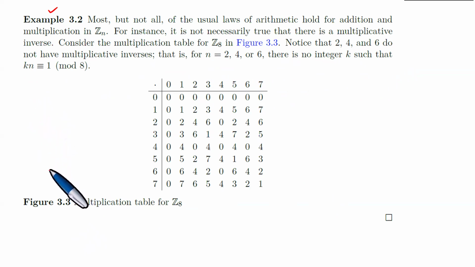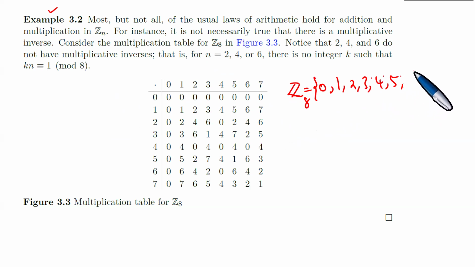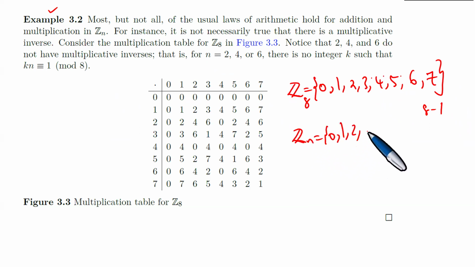Okay, now let us check. For example, we're looking at modulo 8, so modulo 8 can be written as 0, 1, 2, 3, 4, 5, 6, 7. So we stop at 8 minus 1, which is 7. And in general, for modulo n, we have 0, 1, 2, and so on, and we stop at n minus 1, like this.